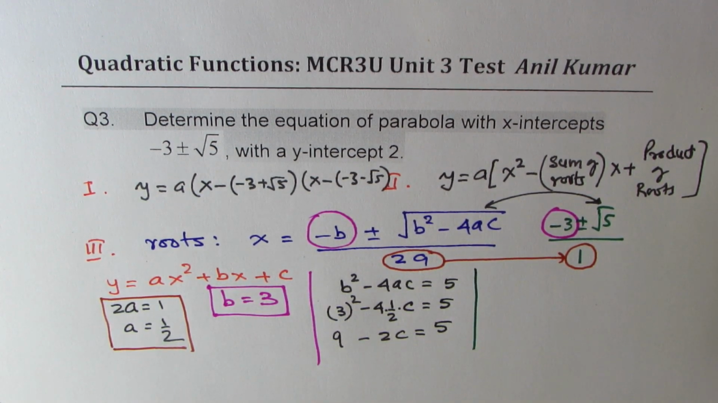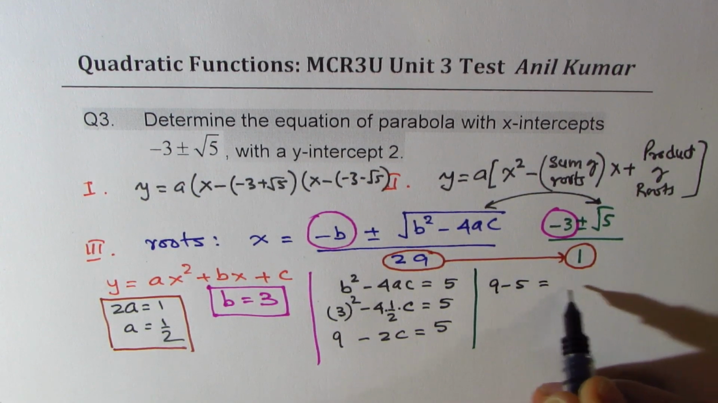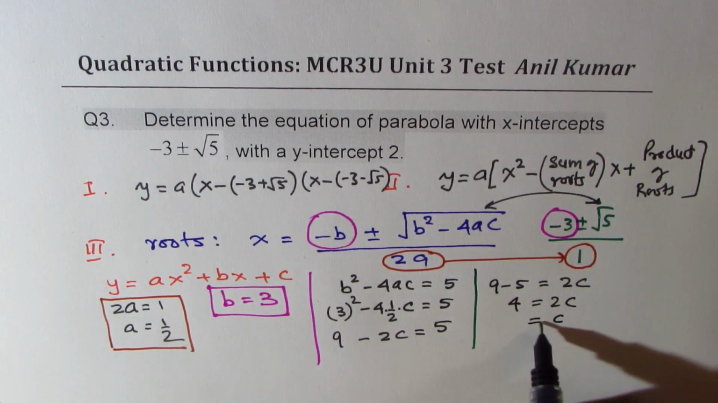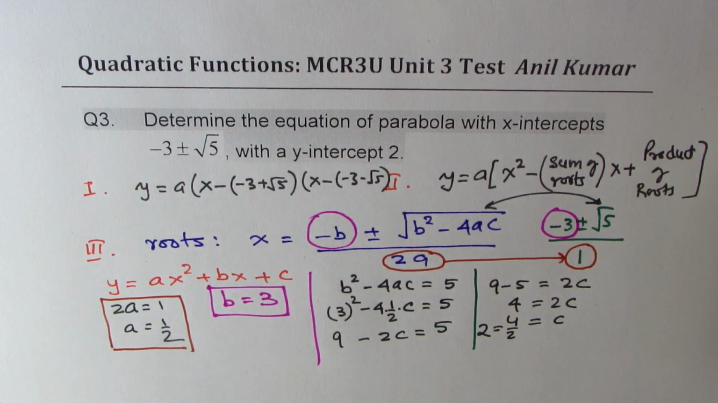Does it make sense? So take c to this side. So we get 9 minus 5 equals 2c. 4 equals 2c and c equals 4 divided by 2, which is 2. So you get your equation. So now you know that c is equal to what?